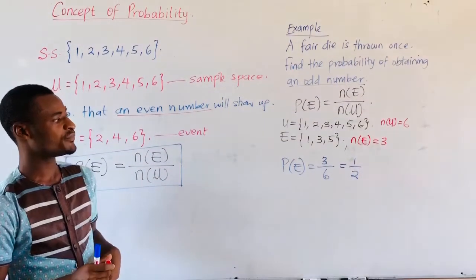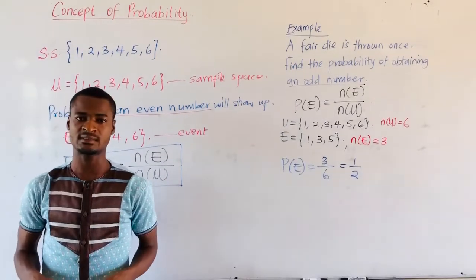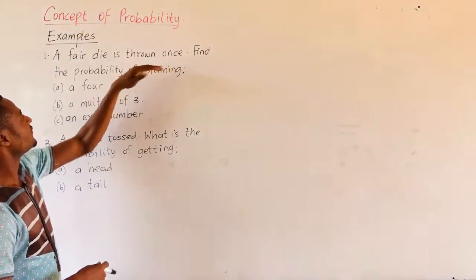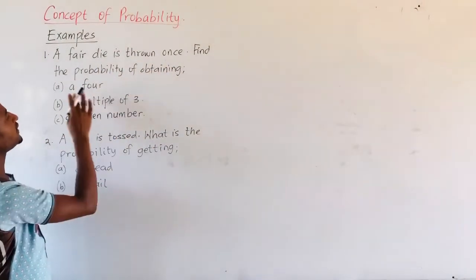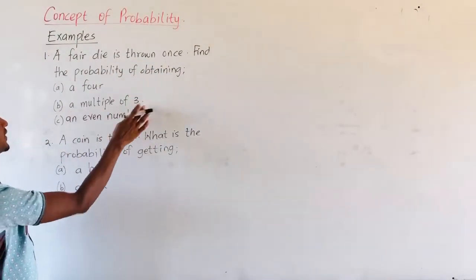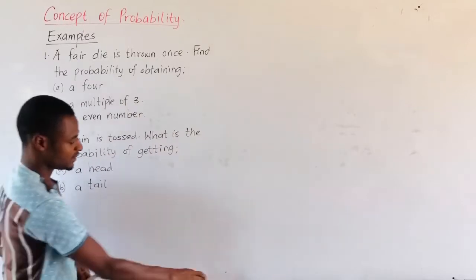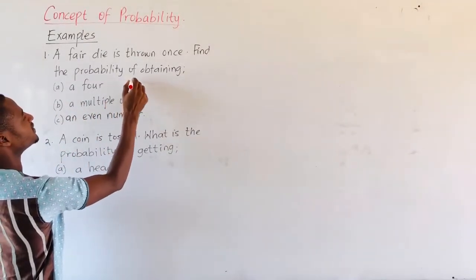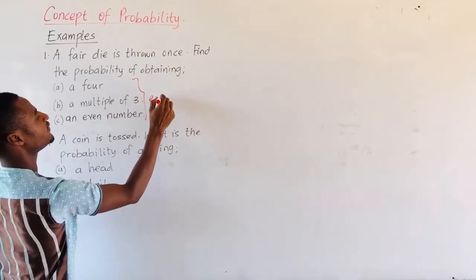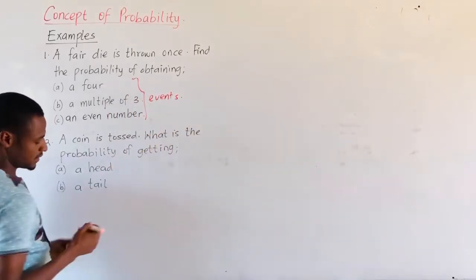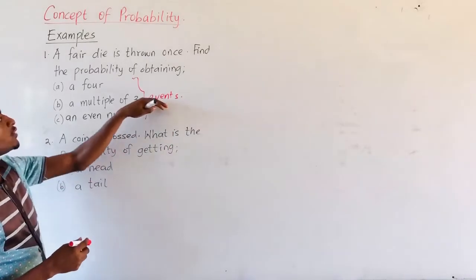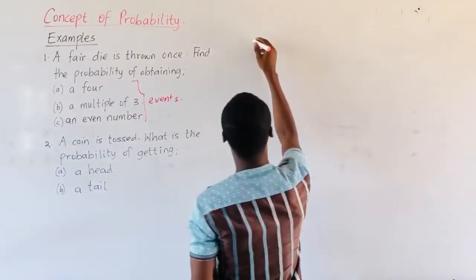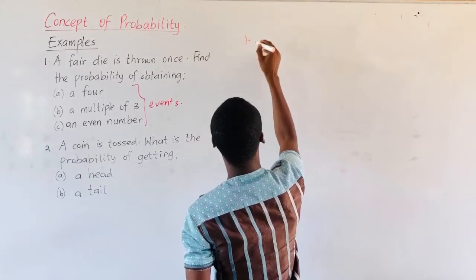Let's take other practical examples under this. A fair die is thrown once. Find the probability of obtaining a 4, a multiple of 3, an even number. Note that these real outcomes of the experiment are what we call the events. And then the events are always obtained from the sample space. So in the first question, we need the sample space first.